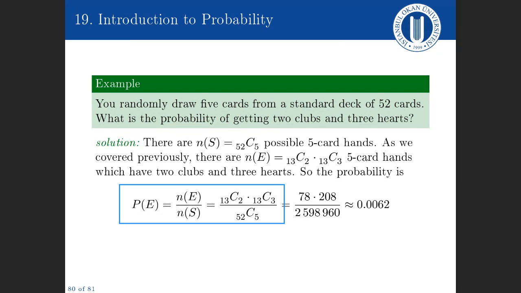If you have a calculator, you can calculate these numbers and you can find the answer. If this was an exam question, we wouldn't expect you to get to the end of this. We'd expect you just to finish here.